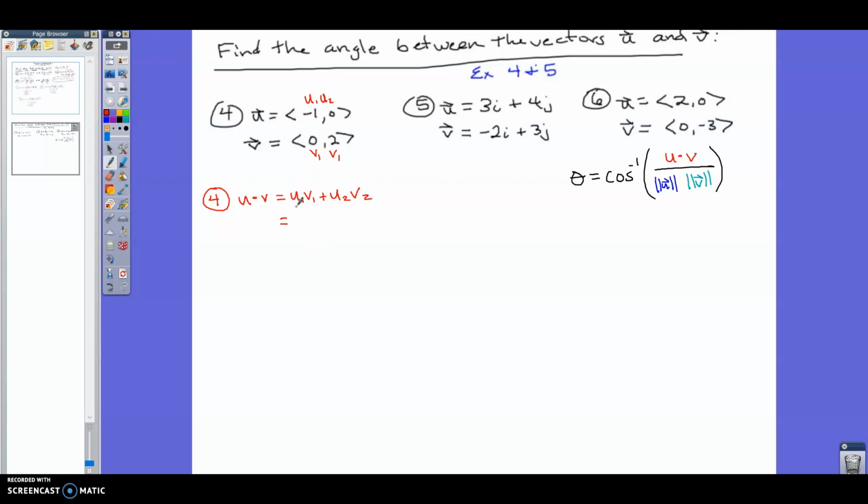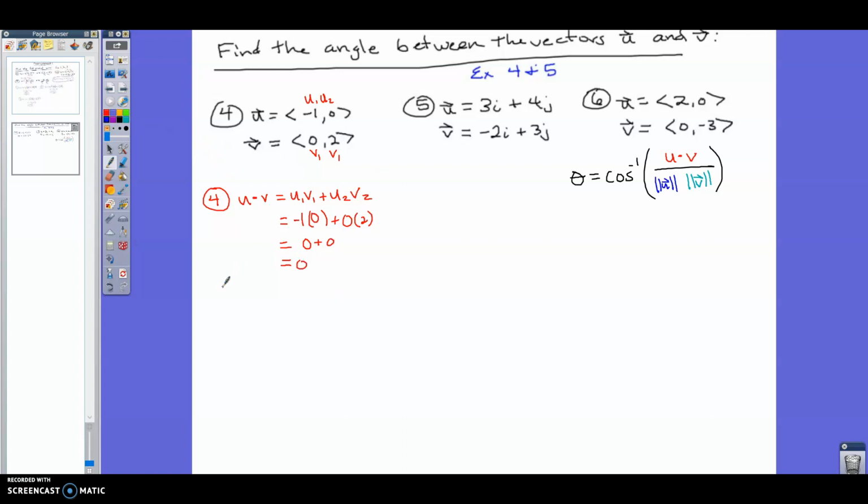We're going to fill in the values. So -1 times 0. Multiply our x components, and we need to multiply our y components. So here we get 0, here we get 0, and 0 plus 0 is 0.